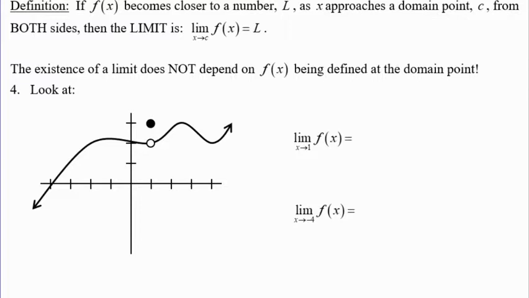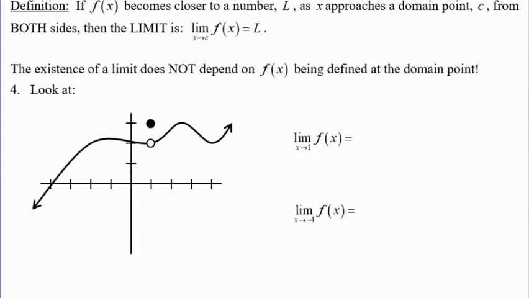It is important to note that the existence of a limit does not depend on f of x being defined at the domain point, like our previous example. When we plugged in 1, we ended up dividing by 0. We had an error when we looked in the calculator. So f of 1 did not exist, but the limit still existed.